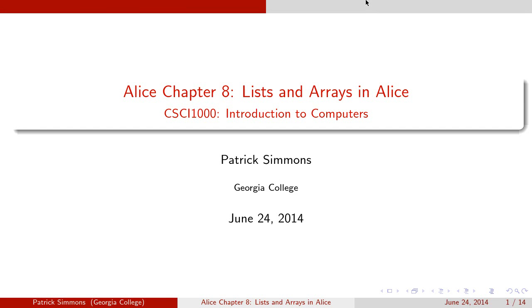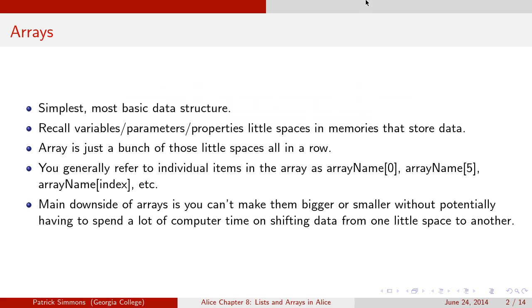The final chapter that we will cover is Alice chapter 8, Lists and Arrays. Lists and arrays are basic data structures. If you continue in programming, you'll learn about a whole bunch of different types of data structures. There are arrays, lists, trees, heaps, all sorts of things, self-balancing trees.